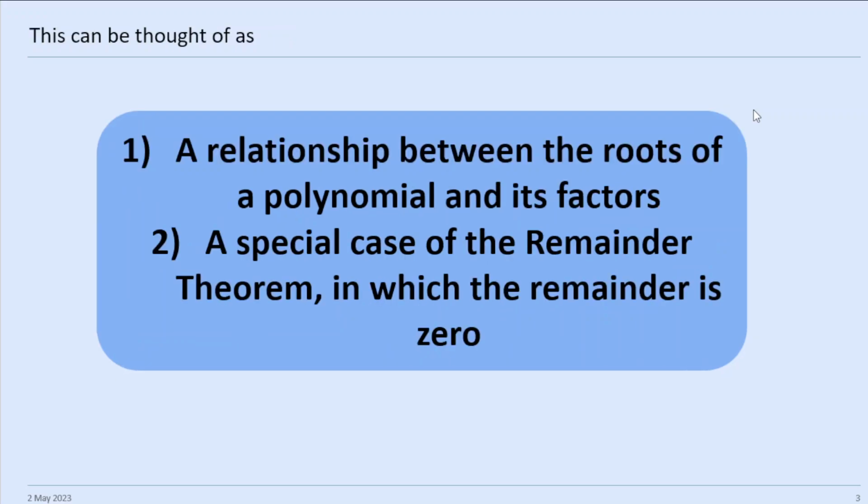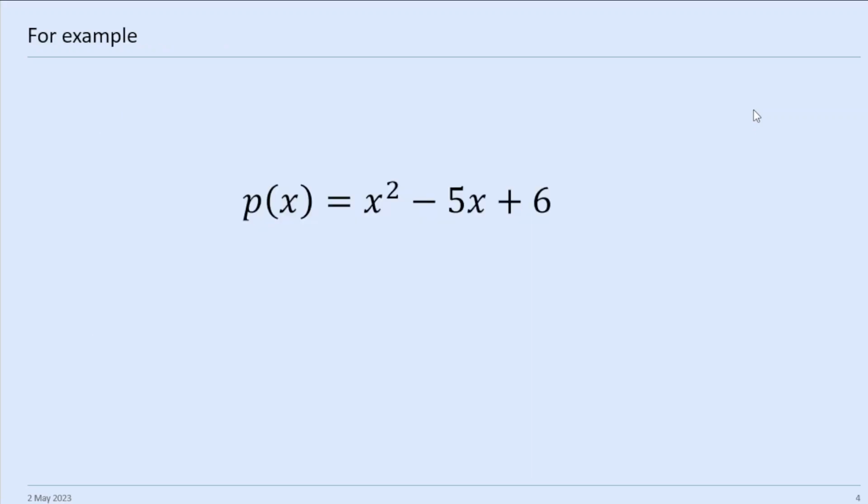So there's two ways of thinking about this. The first is this demonstrates a relationship between the roots of a polynomial and its factors. We can also think of it as a special case of the remainder theorem in which the remainder is 0. We did a video on the remainder theorem. I'll put a link in the description.